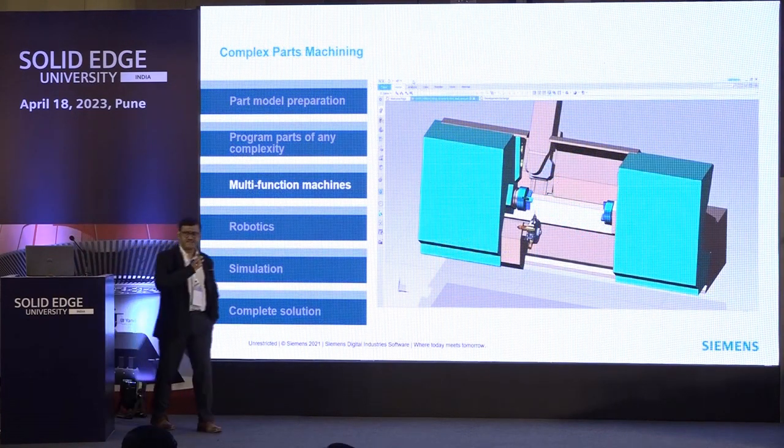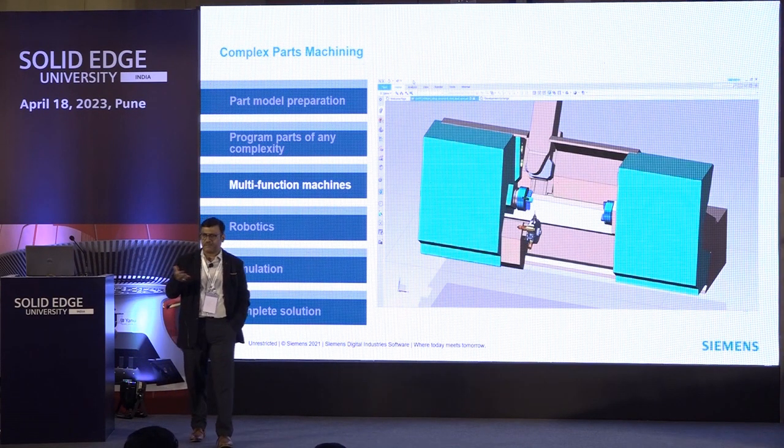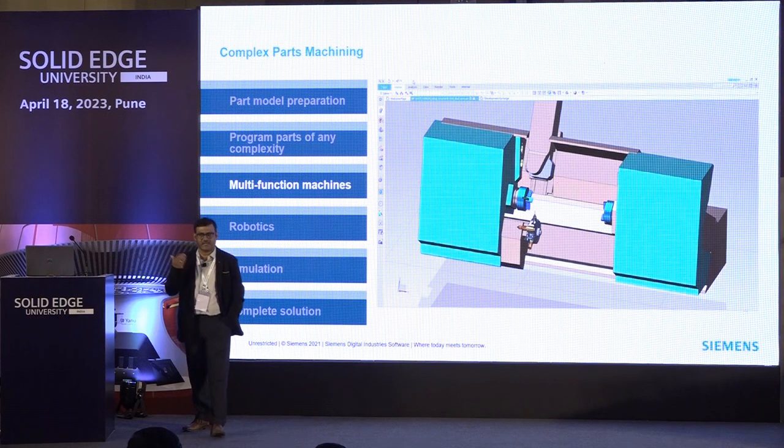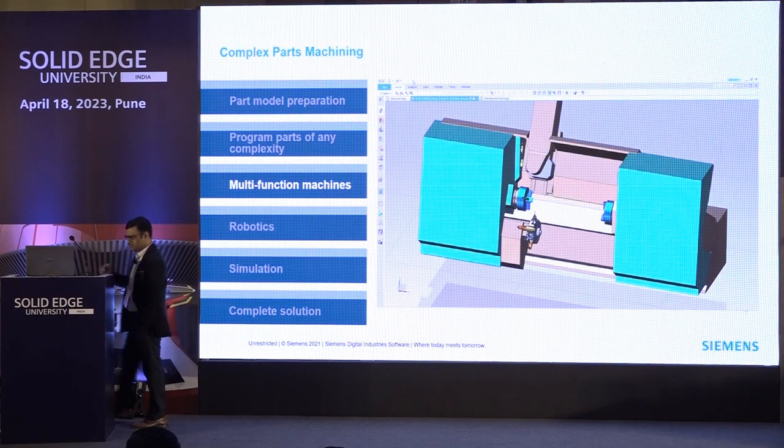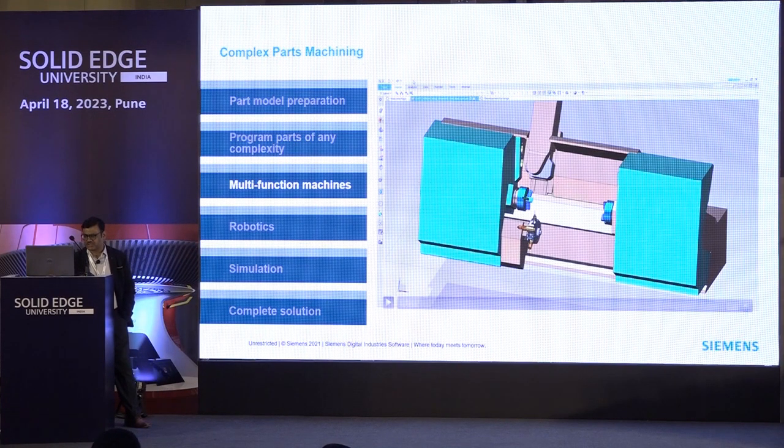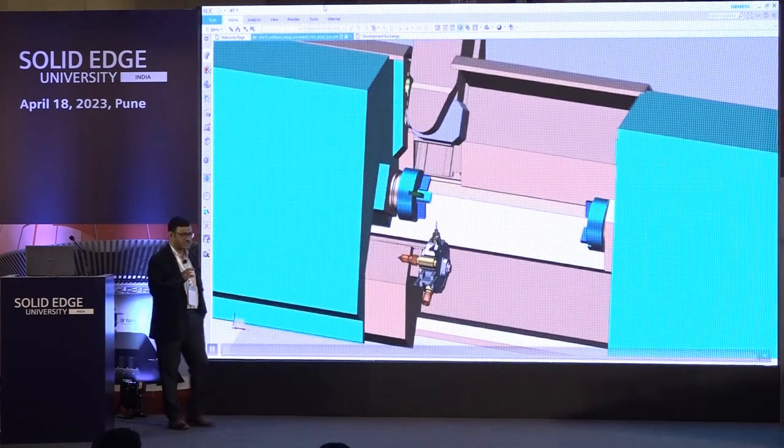The 3-axis, the simple things, everybody can do it, right? So people will come back to Siemens asking, we are expecting more from Siemens. Now this is a complex machine, or what we call a multifunction machine, right? So if you see this machine, it is a little complex in nature.